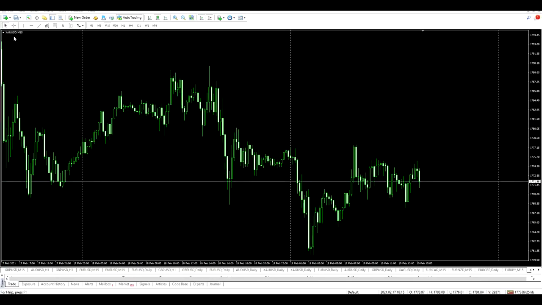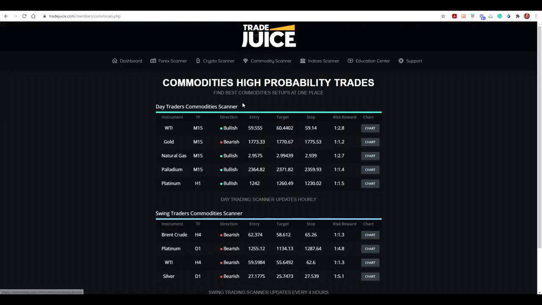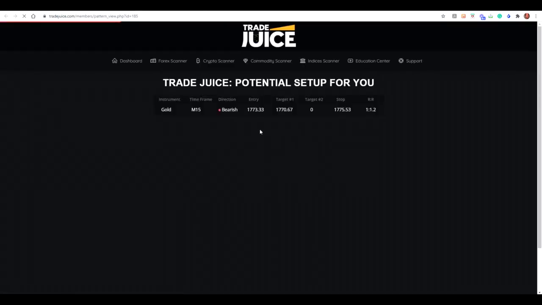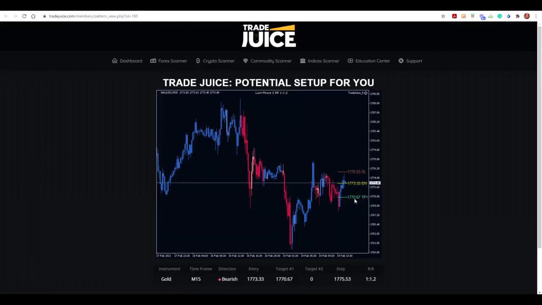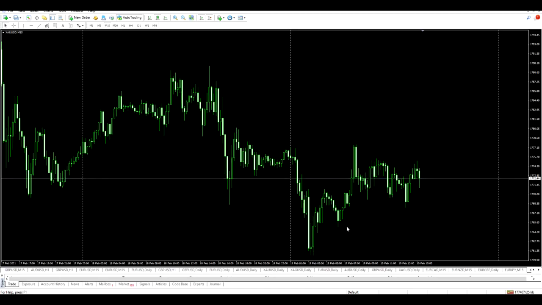Hi guys, I'm on the gold USD 15-minute chart, and the reason I'm on this is because Tradejuice has highlighted this as a potential high probability trade setting up. Now, I do have a chart that I can use for this, and it gives me the entry point, stop loss, and take profit. Now, the entry point, just during the time of doing this recording, is actually just here at the moment. So I'm going to enter this trade.